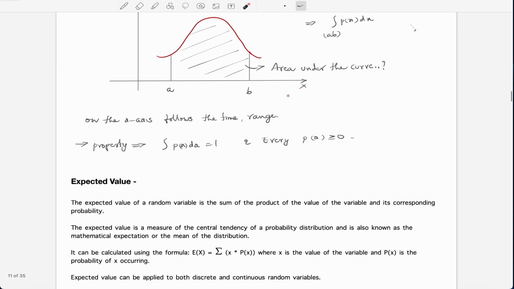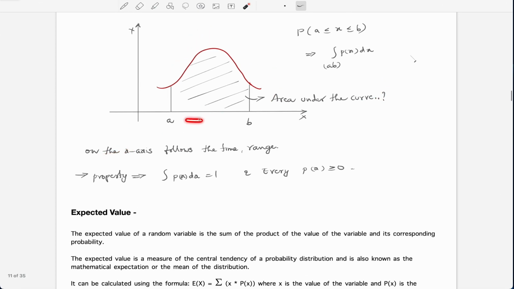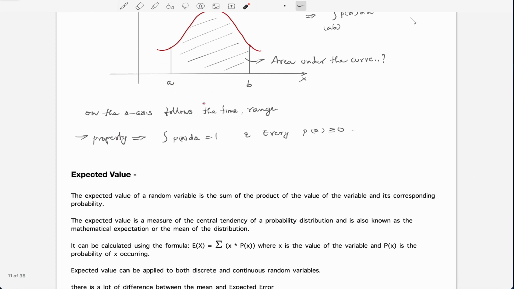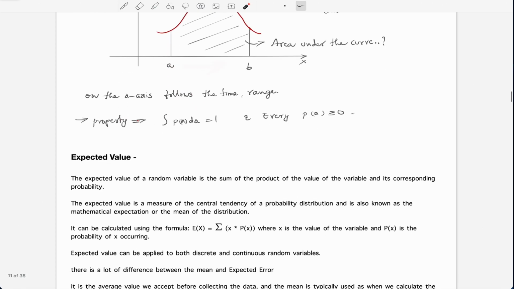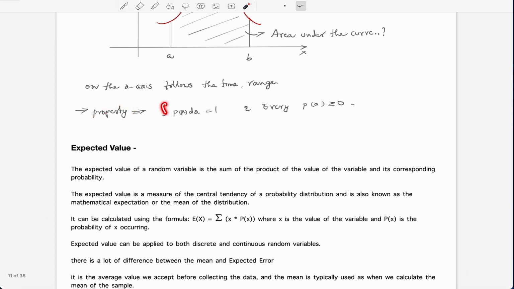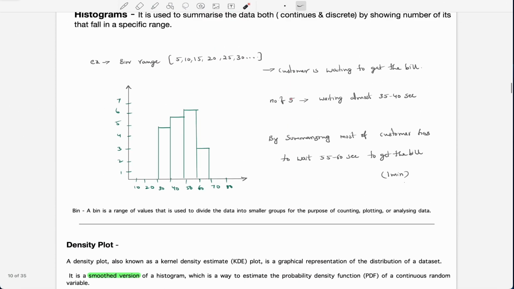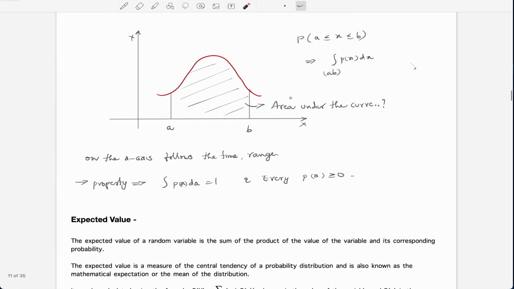I hope you find that answer. The x-axis follows the time and range of that problem. So we have a probability over there: the integral of p of x dx is equal to 1, and every p of x is greater than 0. I hope you have a basic understanding of what I'm trying to convey.